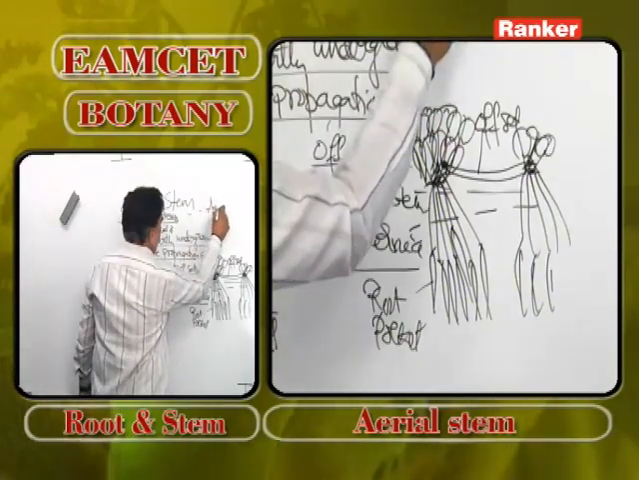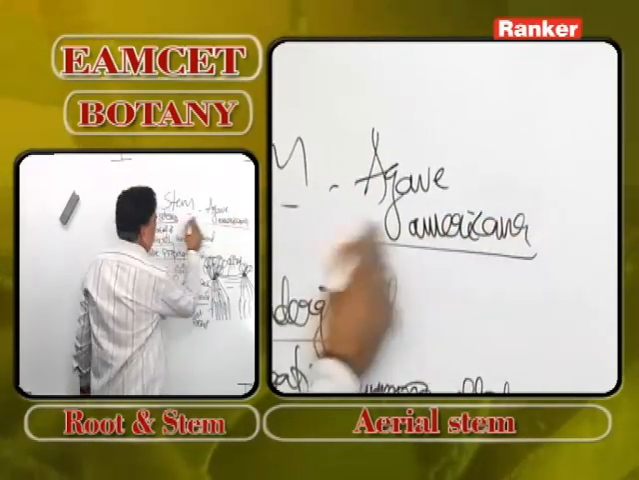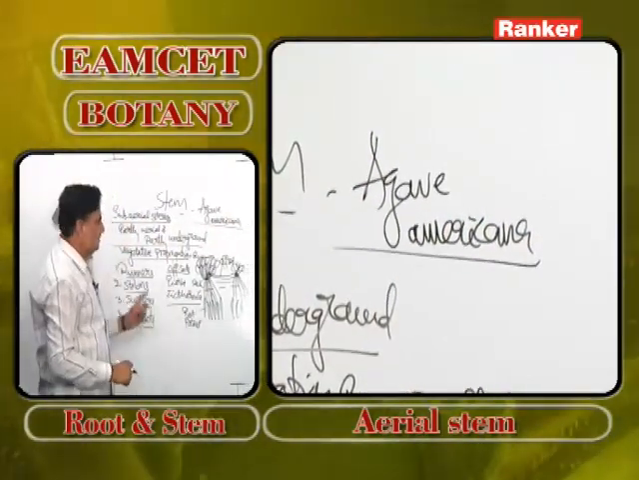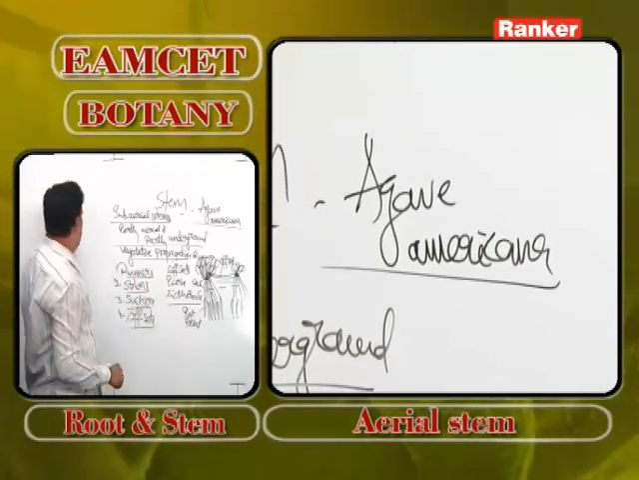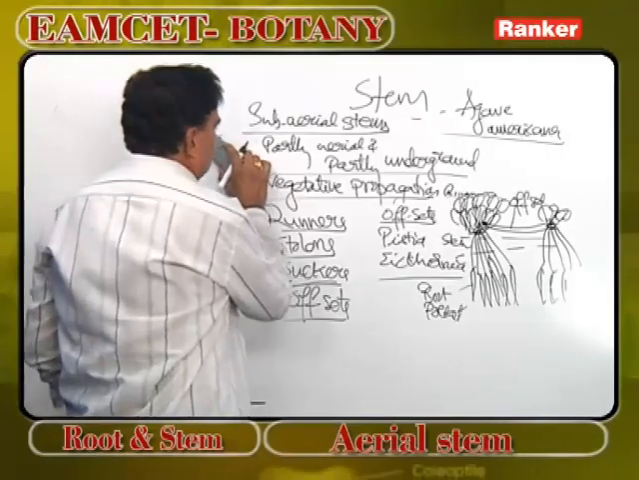The only terrestrial plant with offsets is Agave americana. That means agave shows two concepts: one is bulbils, the other is offsets.